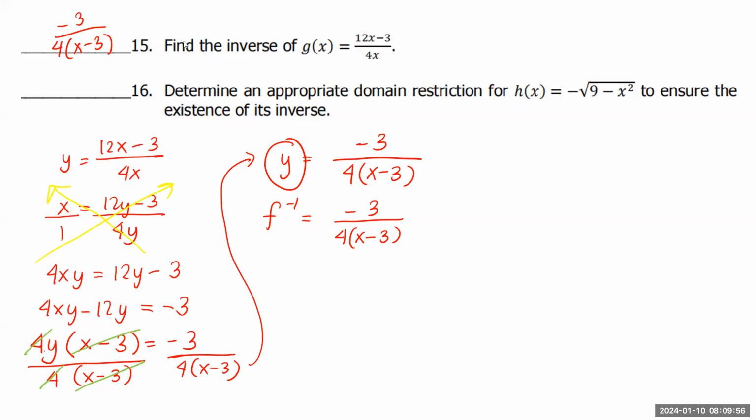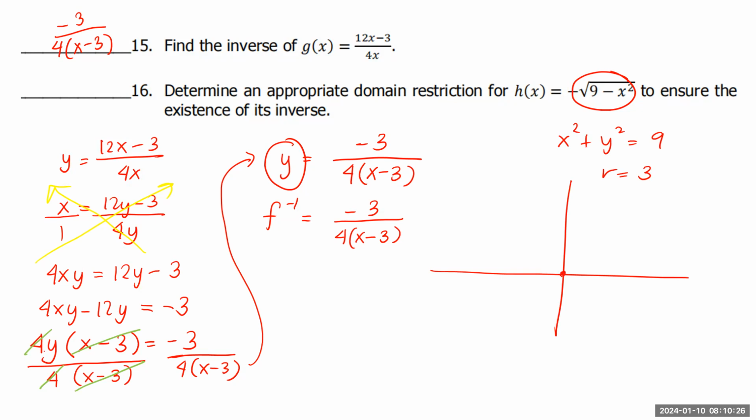Number 16, determine an appropriate domain restriction for h to ensure the existence of the inverse. So recall our square root function, no? So this is a semicircle. Okay? So yung circle natin ay may radius na 3, no? Because that is x squared plus y squared equals 9. So ang radius ng circle ay 3. So if I graph that, okay, so 1, 2, 3, 1, 2, 3. So ito yung circle natin na may radius ng 3.